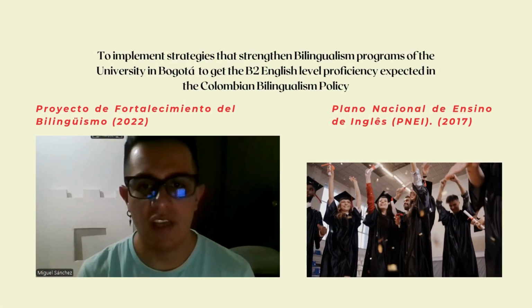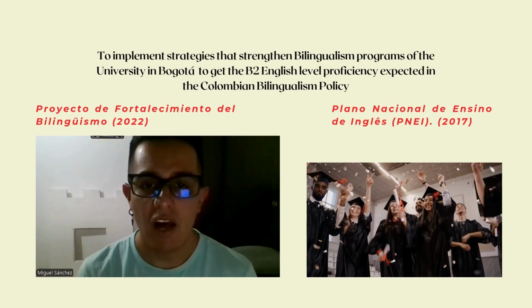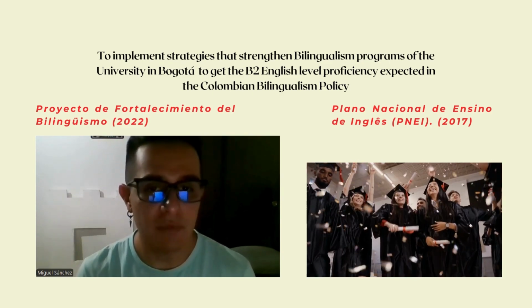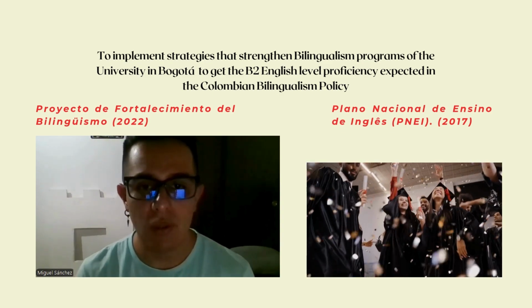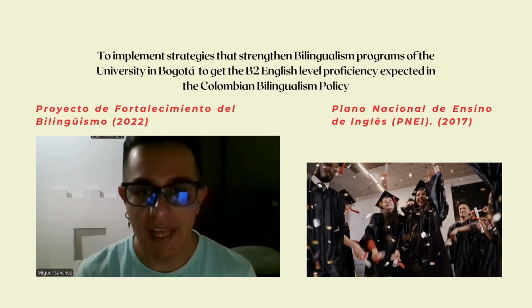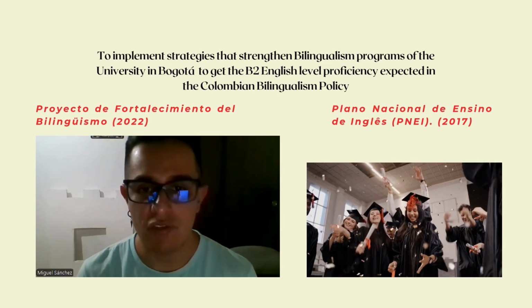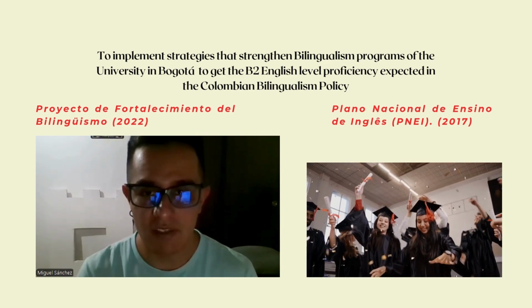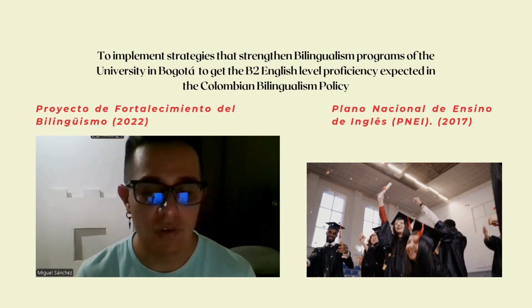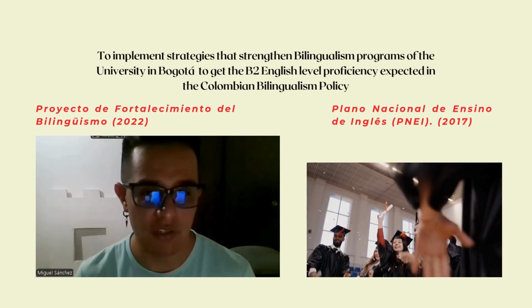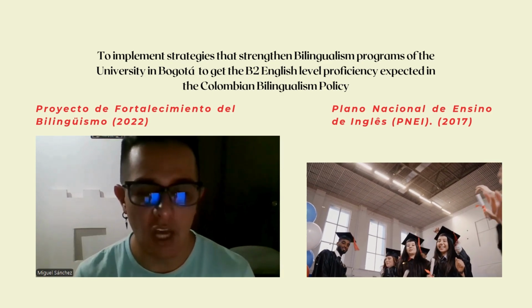One of our objectives is to implement strategies that strengthen bilingualism programs of a higher education institution or university in Bogotá to get the B2 English level proficiency expected in the Colombian bilingualism policy, which is totally aligned to Proyecto de Fortalecimiento de Bilingüismo, part of the Colombian Education Ministry current strategy, which is focused on improving English proficiency in primary, secondary, and on strengthening bilingualism programs on higher education as well. This project is built with more modern approaches and updated objectives.